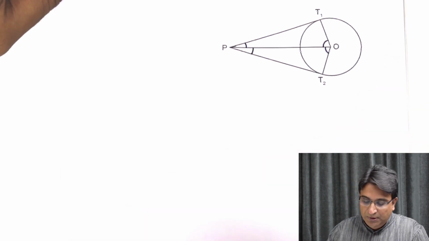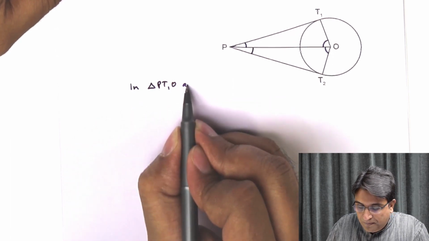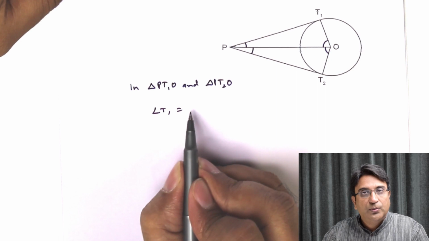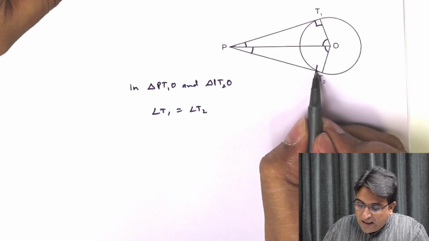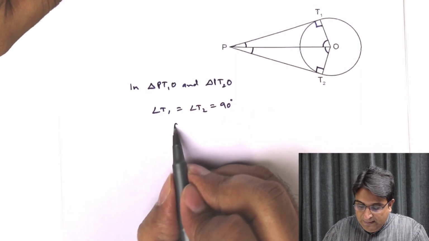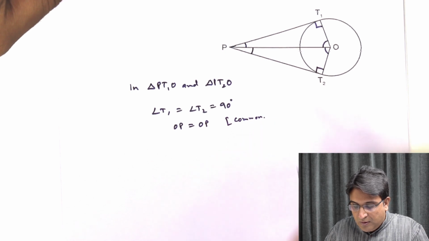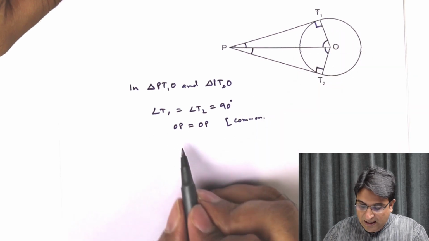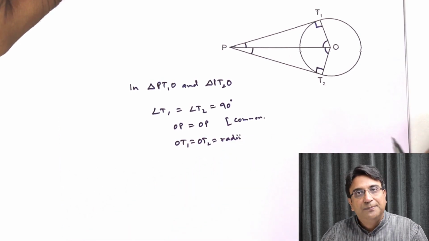It's extremely simple. We take the two triangles. We say in triangle PT1O and triangle PT2O, angle T1 is equal to angle T2. And why is that? Because we know from the previous theorem that the tangent is always perpendicular to the radius at the point of tangency. So we can say it is equal to 90 degrees. Then we say OP is equal to OP. Why? Because it's common. So we have the hypotenuse, which is common, 90, 90, and quite obviously OT1 is equal to OT2 because those are the radii, right?